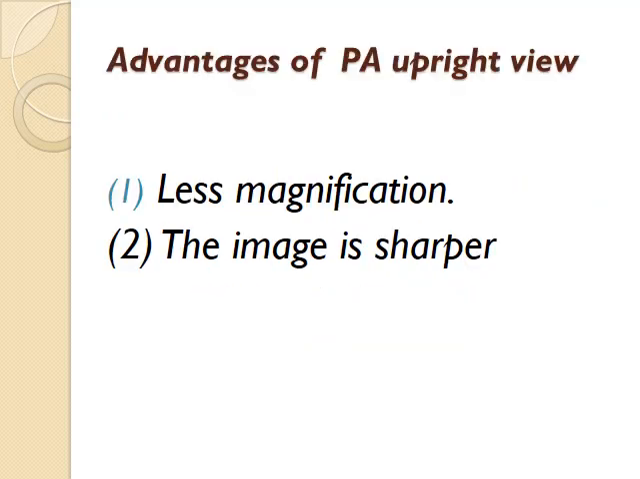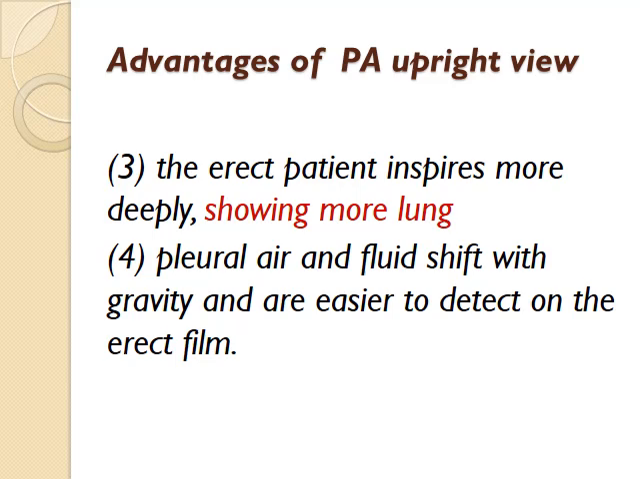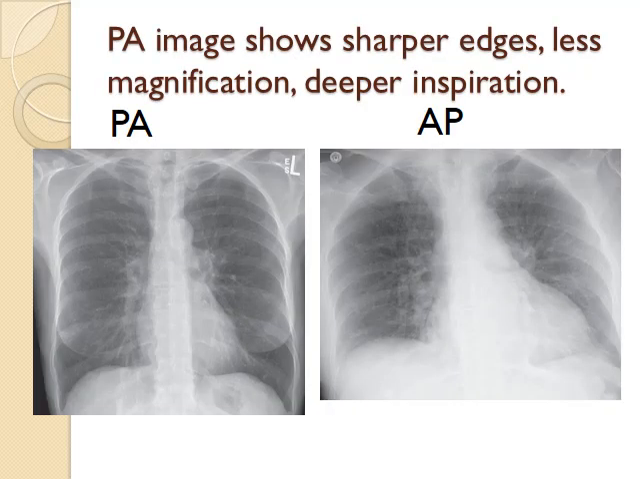So what are the advantages of PA upright view? It produces less magnification. The image is sharper. The erect patient inspires more deeply, thereby showing more lung. Pleural air and fluid shift with gravity and are easier to detect on the erect film. So PA image shows sharper edges, less magnification and deeper inspiration.